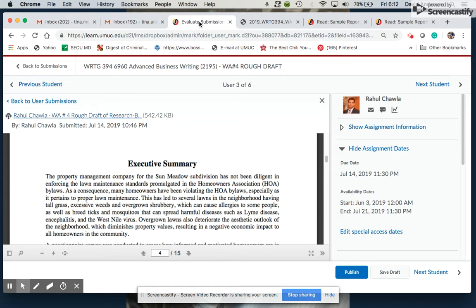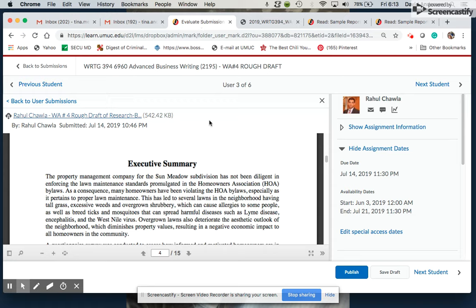You need to be able to focus on the positive things that are happening, and encourage what's going on. So perhaps it's better to say Sun Meadows subdivision utilizes the resources of a property management company. The standards for lawn maintenance for the HOA, or homeowners association, are enforced by the property management company to aid in neighborhood pleasantries, and so on.